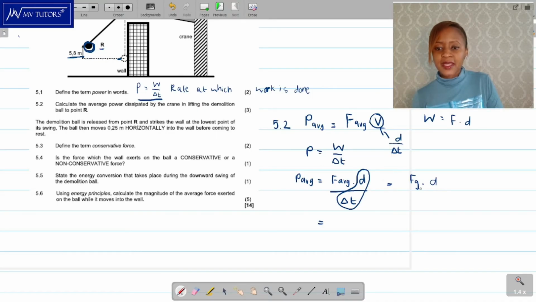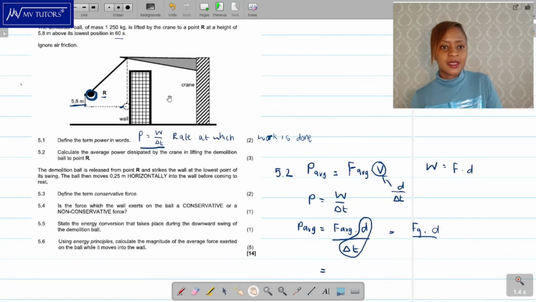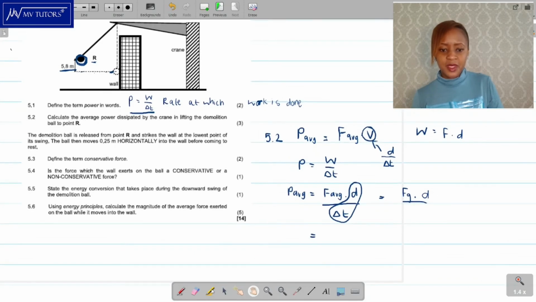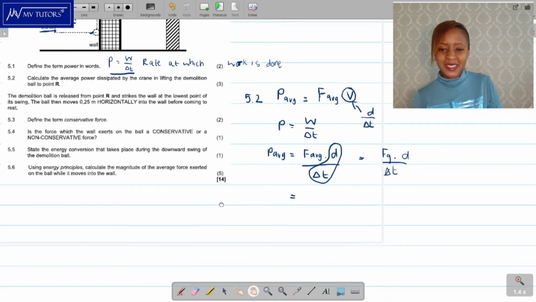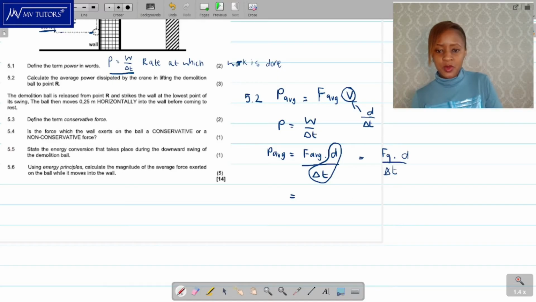And then the time, we also have it there. I think they said in 60 seconds. Let's check on the question. Yes, it is 60 seconds. So we do have everything that we need to calculate what the power is. And there we go. The force of gravity is 1250 kilograms times 9.8, times the 5.8, that's the distance, and time 60 seconds.